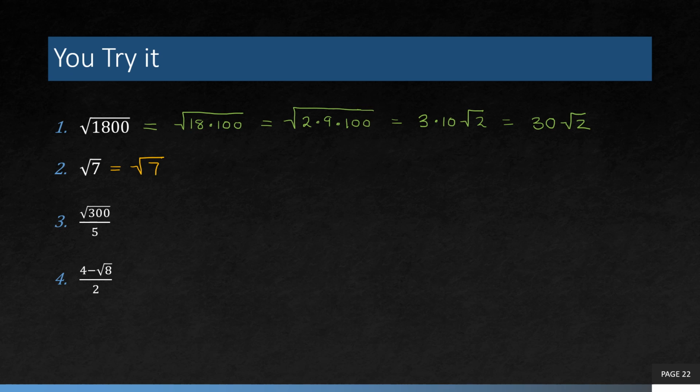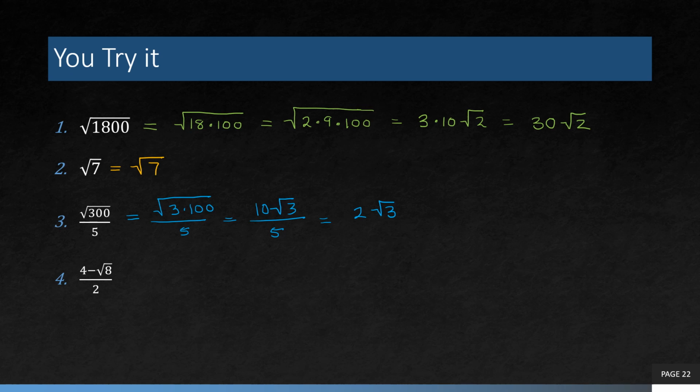For example 3, we have a radical in the numerator divided by 5. So I'm going to take 300 and break that down into 3 times 100. And that's all over 5. 3 is going to stay within the radical. The square root of 100 is 10. And that's divided by 5. And again, this is a product here, so I can simplify that, and that's going to become 2 rad 3.